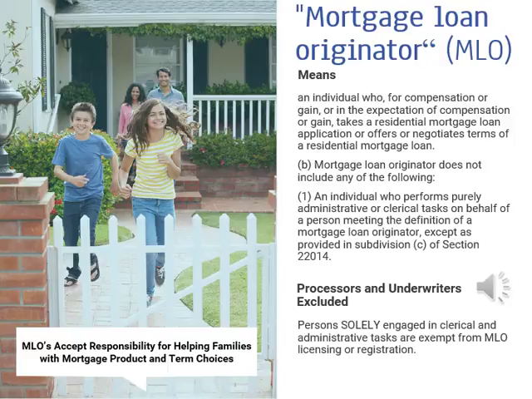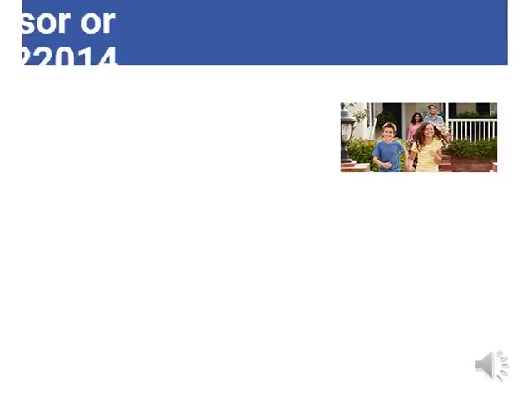Mortgage loan originator, MLO, means an individual who, for compensation or gain or in the expectation of compensation or gain, takes a residential mortgage loan application or offers or negotiates terms of a residential mortgage loan. B. Mortgage loan originator does not include any of the following: 1. An individual who performs purely administrative or clerical tasks on behalf of a person meeting the definition of a mortgage loan originator, except as provided in subdivision C of Section 22014. Processors and underwriters are excluded. Persons solely engaged in clerical and administrative tasks are exempt from MLO licensing or registration.